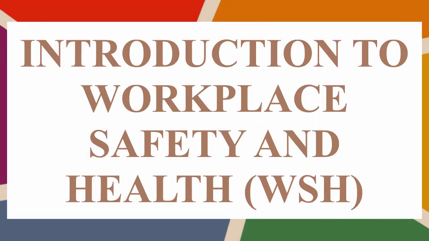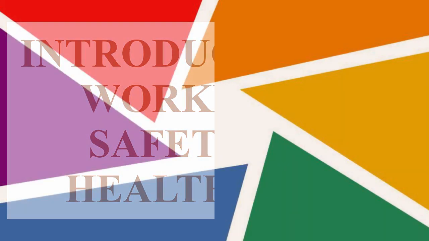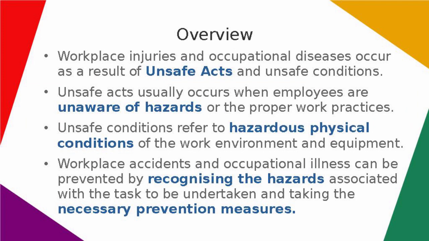Introduction to Workplace Safety and Health, WSH. Hazards and Risks. Overview. Workplace injuries and occupational diseases occur as a result of unsafe acts and unsafe conditions. Unsafe acts usually occur when employees are unaware of hazards or the proper work practices. Unsafe conditions refer to hazardous physical conditions of the work environment and equipment.